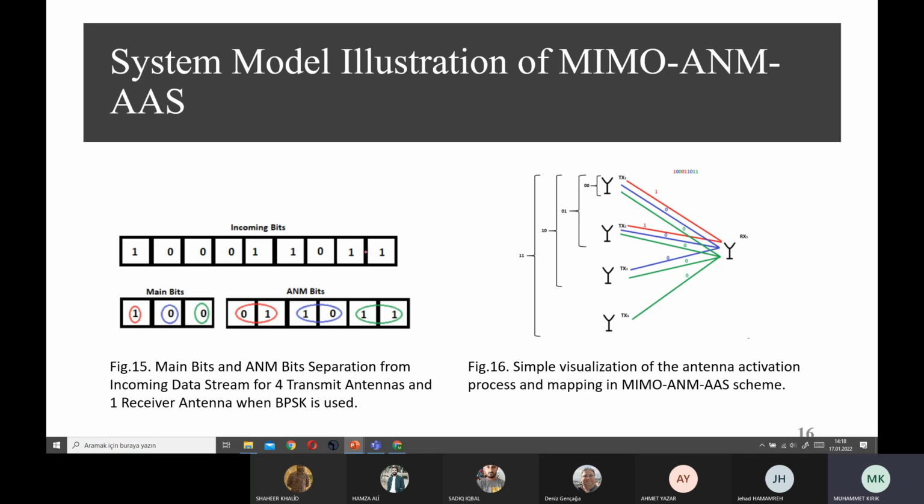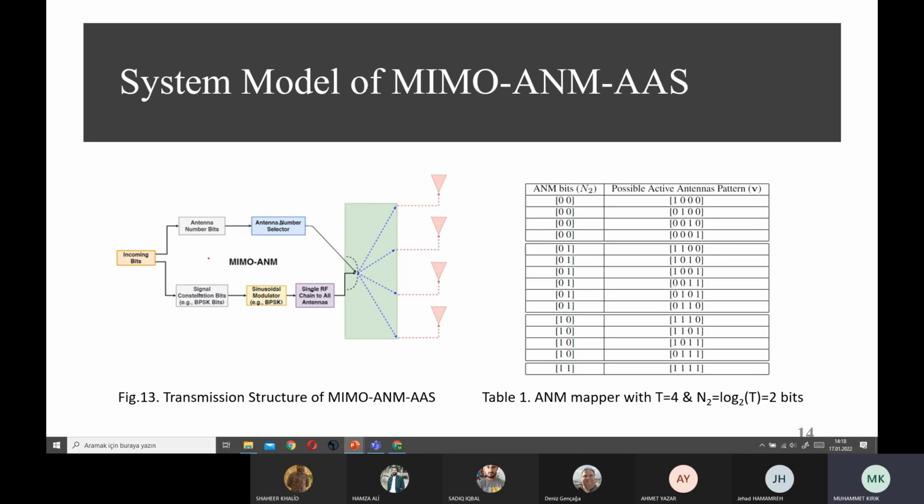To decide how many bits we are going to have for each transmission of these main bits, we are applying the formula log2 of T, where T equals 4. So we have 2 here, which means that we are going to have 2 bits in each ANM bit symbol. So we are transmitting this 1 by using this 0, 1. And if we come back to our mapping table, we can see that this 0, 1 here means activation of 2 antennas in our 4 antenna system.